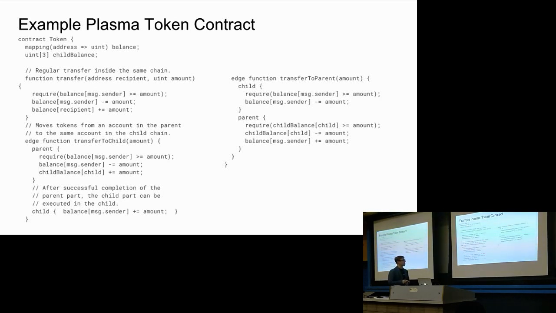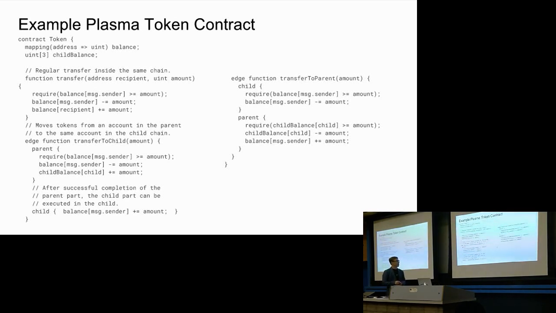And what happens on the parent part is that we again check that the balance of the sender is at least the amount. We remove the amount from the sender's balance, and we add it to the sum of the balances in the child. And that's where it stops for the parent. And the parent will, using events, register that this happened on the parent, and then the system has to wait for the child to acknowledge the block where this transaction is present in the parent. So it has to wait for a transfer of the state from the parent to the child.